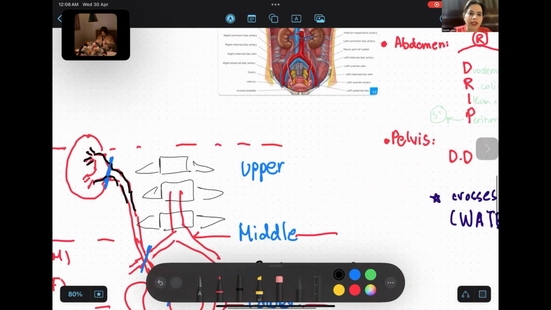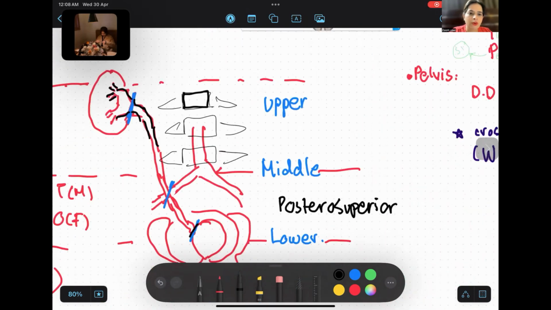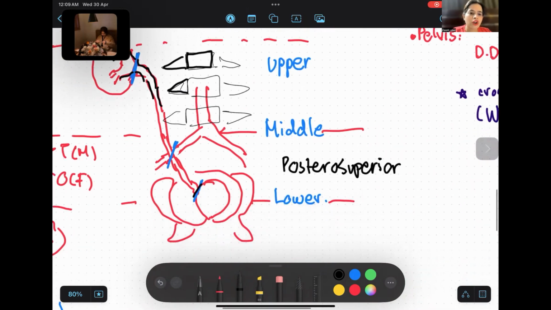This diagram's better. If these are your vertebral bodies, they cross the lateral transverse processes, and then another point of crossing is the common iliacs. They cross the common iliacs. First was the renal pelvis. Second was the lateral transverse processes. Third is crossing the common iliacs. And fourth is just when they enter the pelvic brim.